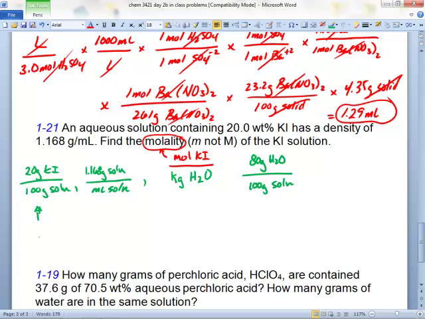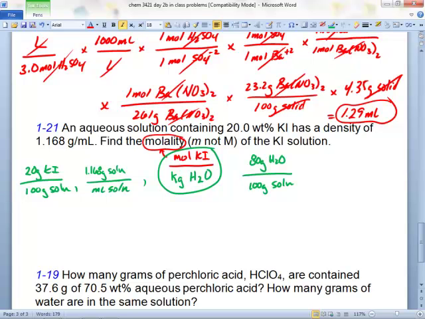Now where would you start? This is what we're after. So find something. We could, yeah, but I don't see any moles of KI anywhere in here. We might need it. I'm looking for a starting point.